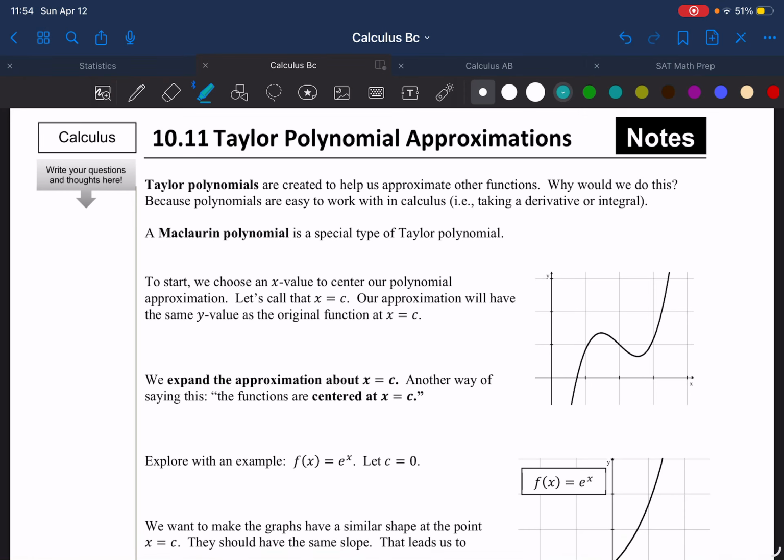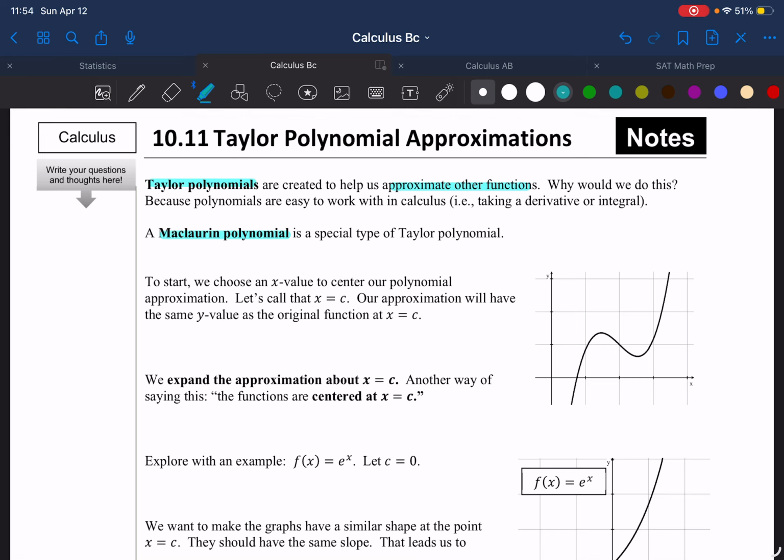Okay, 10.11, Taylor polynomial approximations. So it says Taylor polynomials are created to help us approximate other functions. It says, why would we do this? Well, because polynomials are easier to work with when we're taking derivatives and integration. A Maclaurin polynomial is a special type of Taylor polynomial.